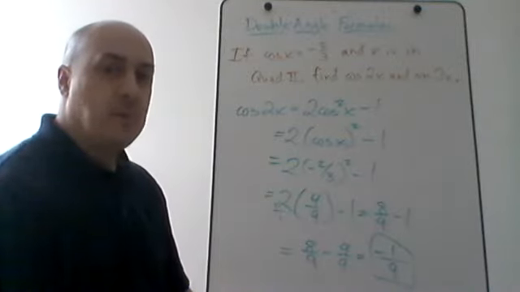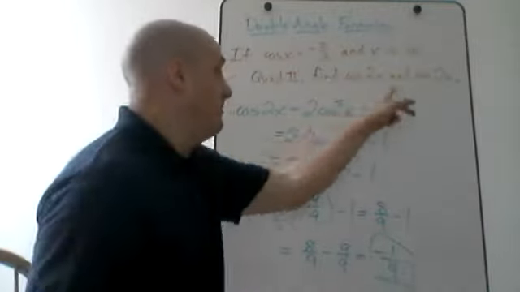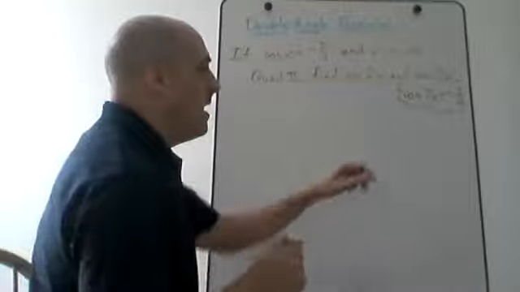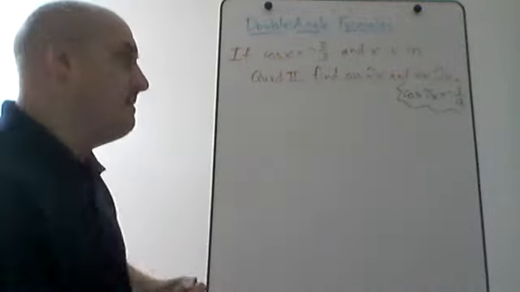Let me pause the recording here so I can erase this stuff, and then we'll also do sine of 2x, so we'll put that up here as well. So now I put up here what we got from that first part. So cosine of 2x equals -1/9, just to save that for later.